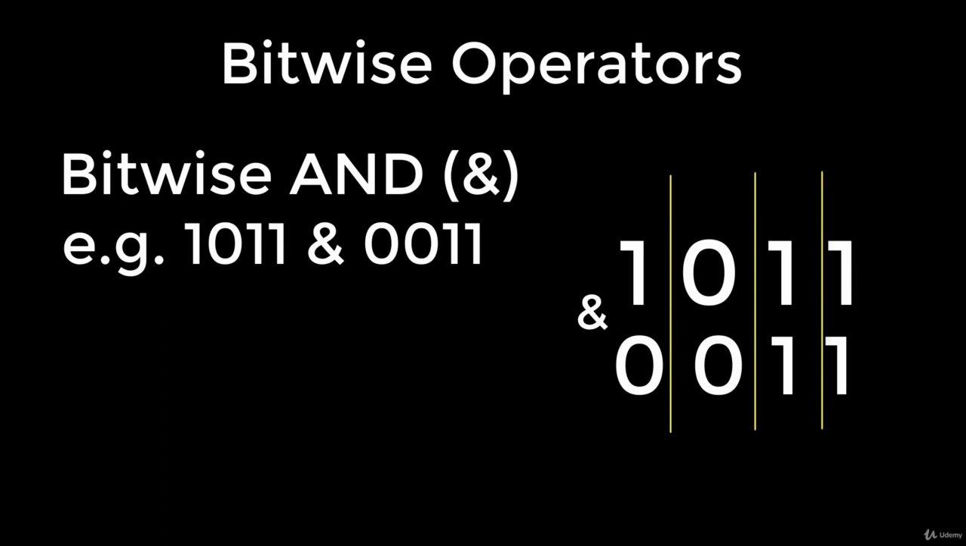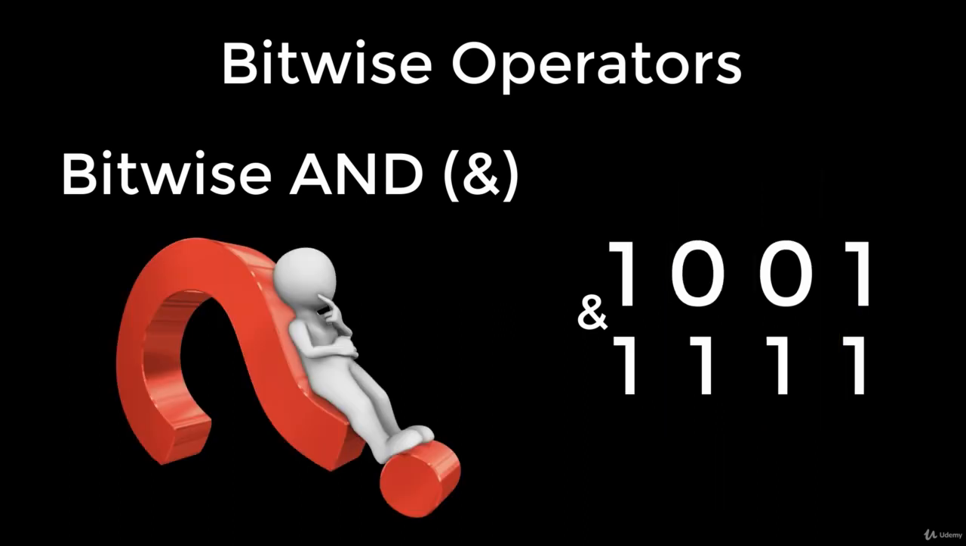For example, if we AND 1011 and 0011, then we AND each individual column of bits. So the rightmost column, 1 and 1, will give us a 1. The next, 1 and 1 will give us a 1. 0 and 0 will give us a 0, and 1 and 0 will give us a 0. It's exactly the same rule that you use for working out the AND between two Boolean values, such as true and false, where in this case, 1 would be true and 0 would be false. Try working this one out for yourself.